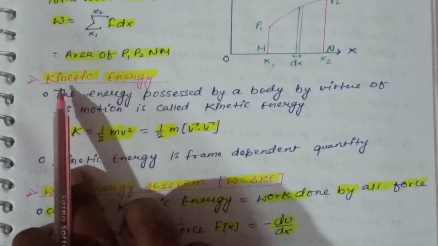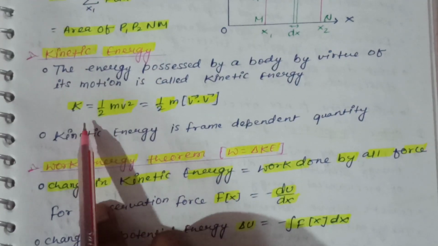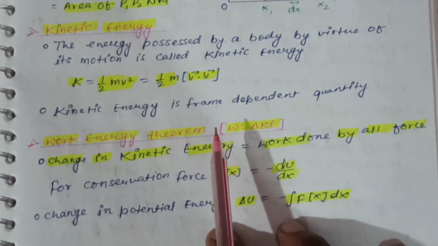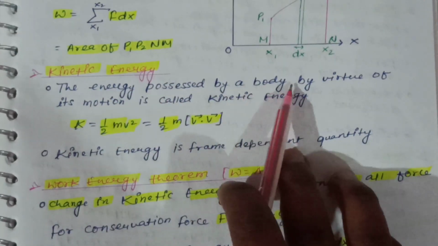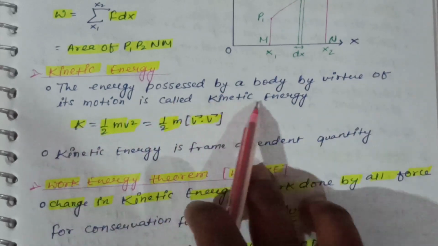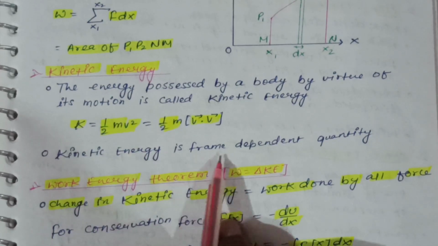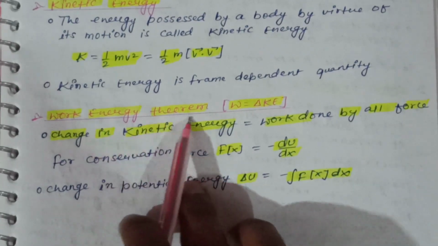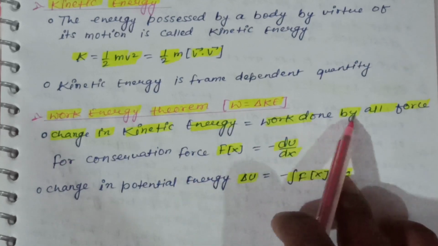Kinetic energy, half m v square. The energy possessed by a body by virtue of its motion is called kinetic energy. K is equal to half m v square. Kinetic energy is a frame dependent quantity. Work energy theorem: W is equal to delta KE. Change in kinetic energy is equal to work done by all forces.